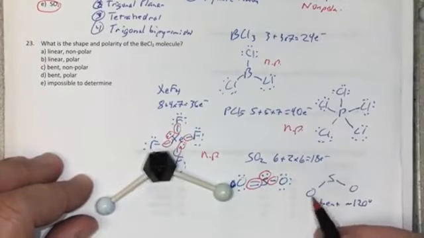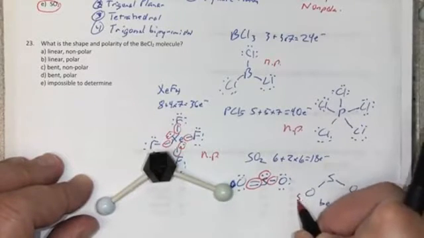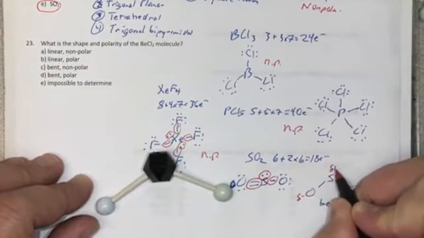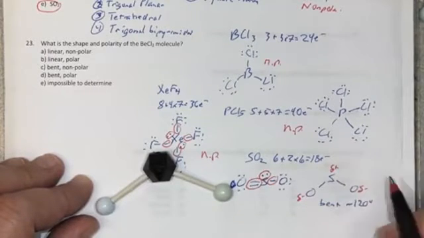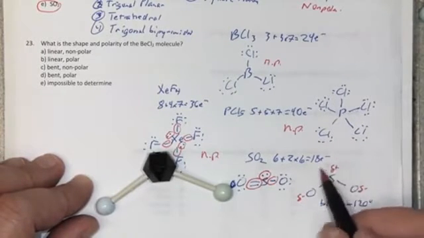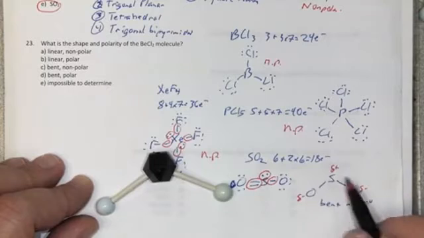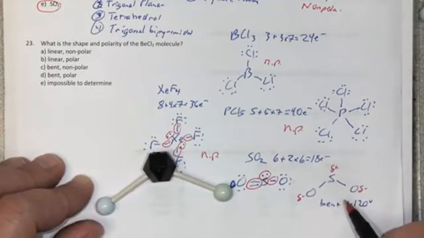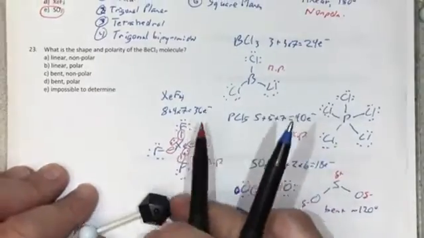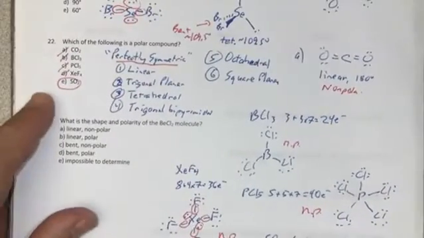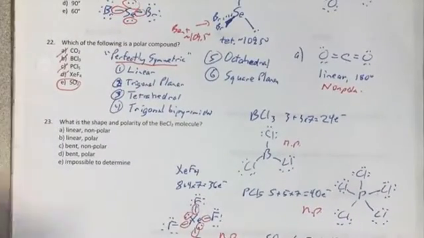Now, as I look at this, oxygen is more electronegative than sulfur. There's a partial negative here and partial positive here. This oxygen is more electronegative than sulfur. There's a partial negative and a partial positive. So this molecule has a positive side and a negative side. The positive and negatives do not cancel out. So this is a polar molecule. So the correct answer to number 22, the polar molecule, is choice E.